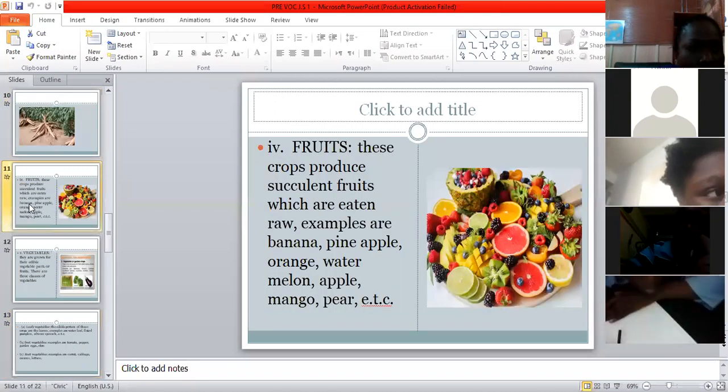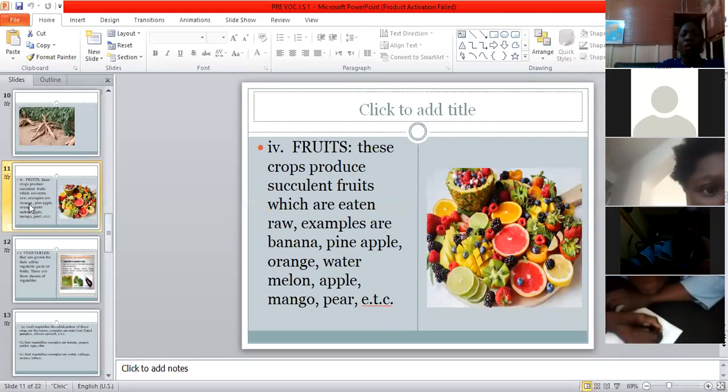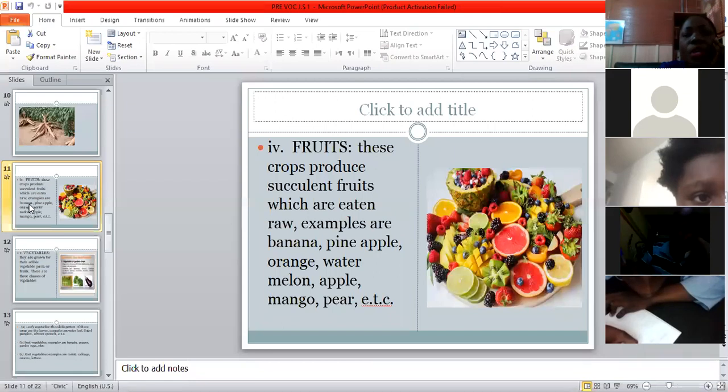Then another example of food crops is the fruits. I want to believe you all like fruits. Everybody likes fruit. What are fruits? They are the crops that produce succulent fruits, which are eaten raw. Succulent, they contain water. They're not that hard. You can get juice or water from them.